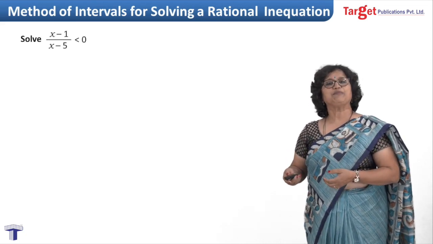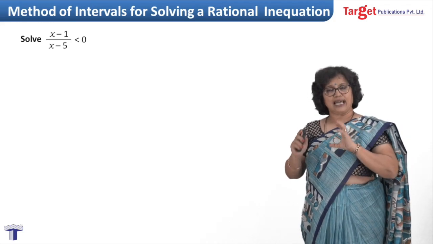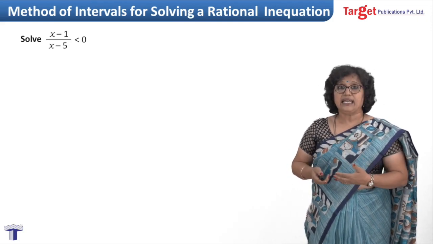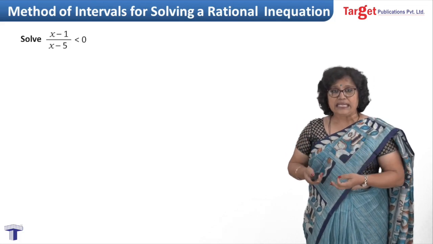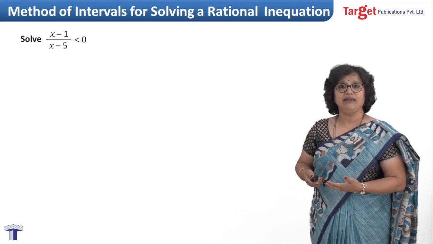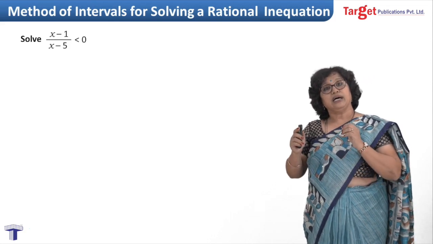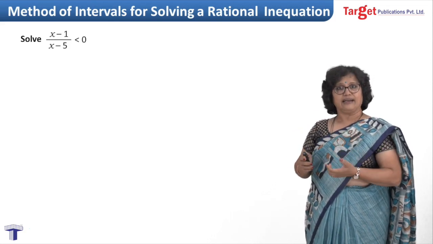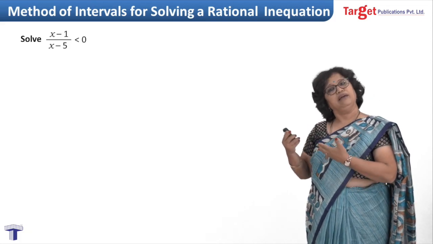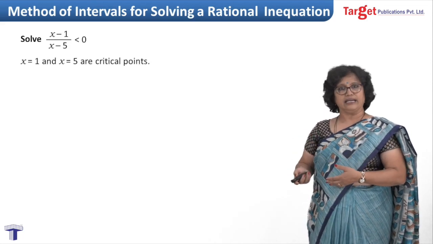Suppose I take (x minus 1) upon (x minus 5) less than 0. Of course, (x minus 1) upon (x minus 5) is of the form P(x) upon Q(x). As I said before, we need critical points of the numerator, that is x minus 1, and of the denominator, that is x minus 5. How do we find critical points? They are nothing but zeros of the polynomial. So for x minus 1 the critical point is x equal to 1, and for x minus 5 the critical point is x equal to 5. So we have x equal to 1 and x equal to 5 as the critical points.